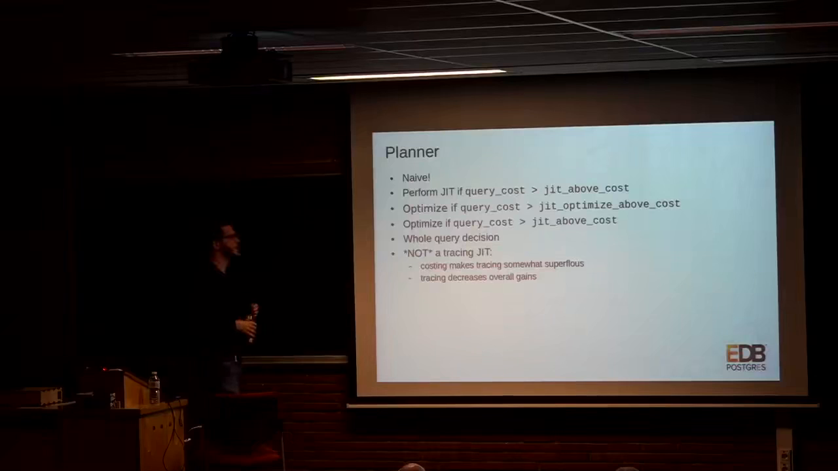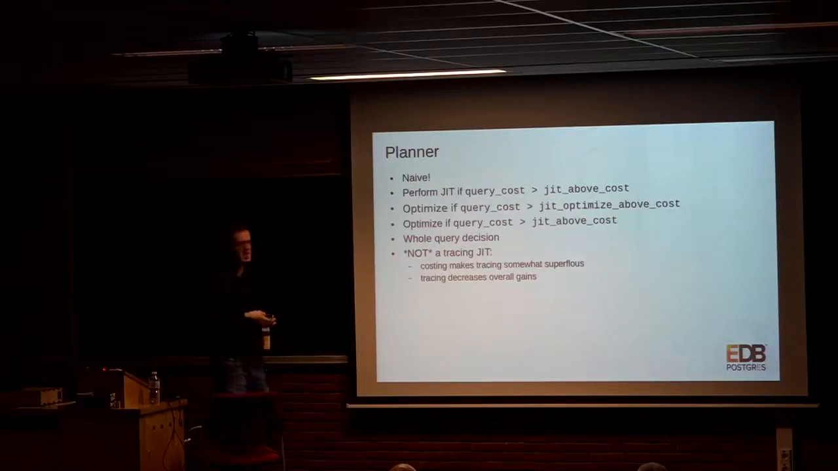So how do we, at the moment, at plan time, decide when to do just-in-time compilation and when not? There's basically a very naive cost-based analysis. We have three variables. If the query has a cost that is higher than the first, then we want to do just-in-time compilation without optimization. If it's even more expensive, above the optimized cost, then we want to do optimization. And if it's even more expensive, above the inline cost, then it will do inlining. And it will make the decision for the whole query.